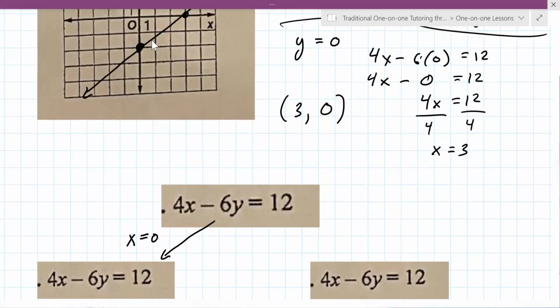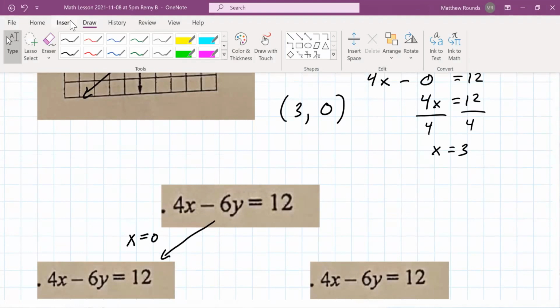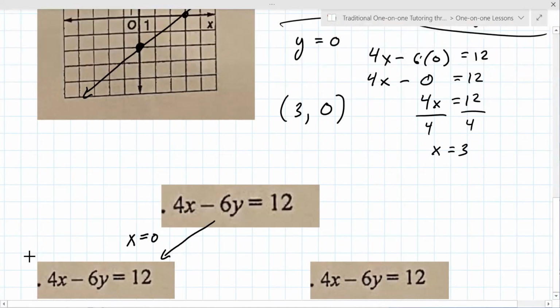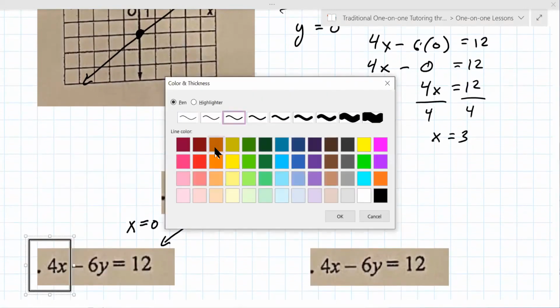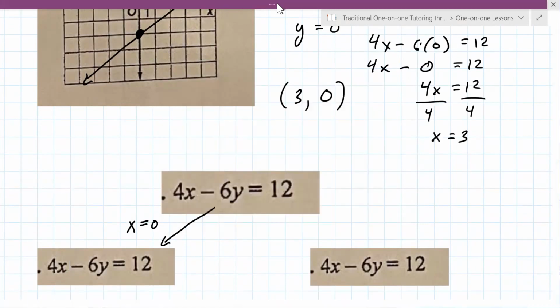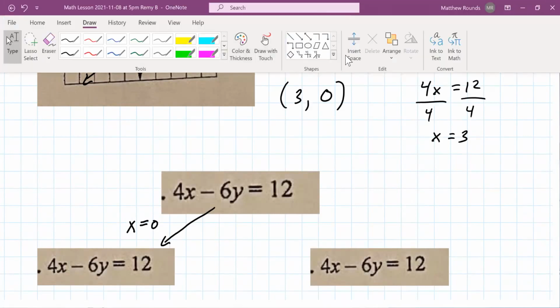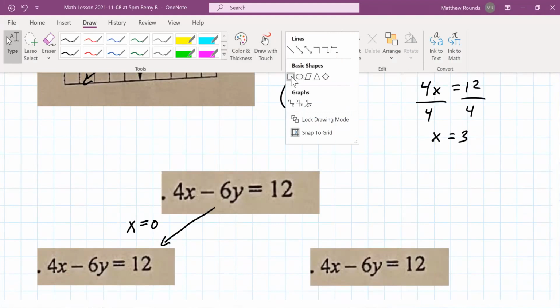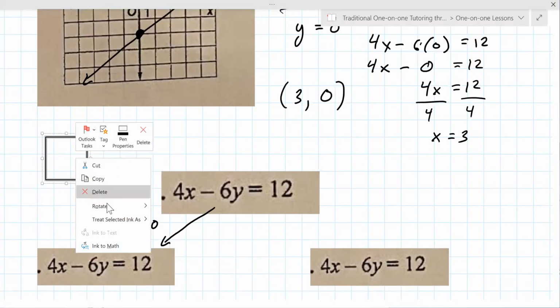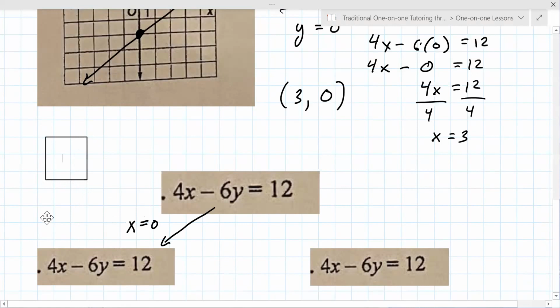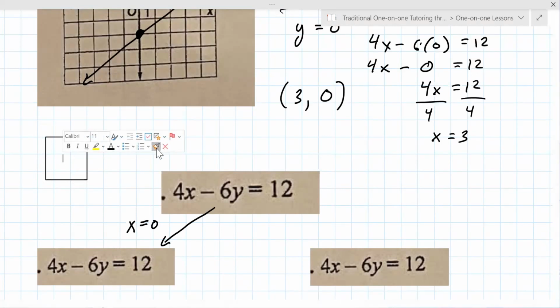Okay, now I'm going to try this. Let me see if I can draw a rectangle over this and fill it in with thick black. Can't do that. Okay, let me try one more thing here. This is somewhat important. Basic shapes. Fill, there it is. All right, try this one more time.